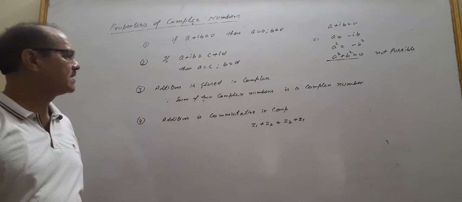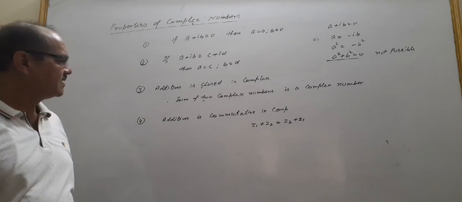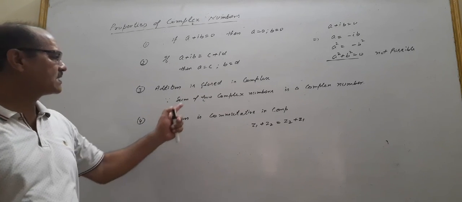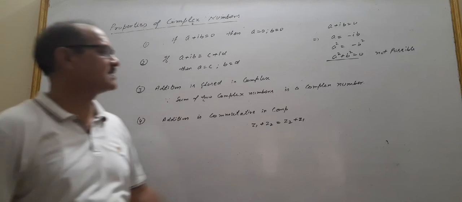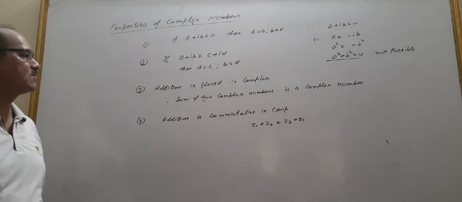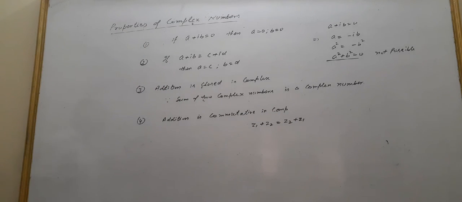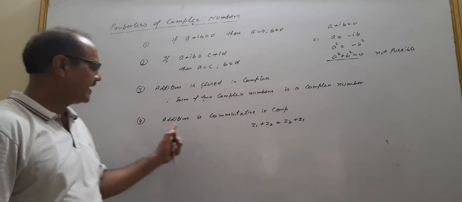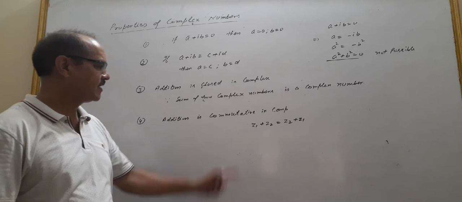Addition is closed in complex numbers. What is the meaning of this? Because the sum of two complex numbers is again a complex number, therefore addition is closed in complex numbers. And you know that addition is commutative in complex numbers.